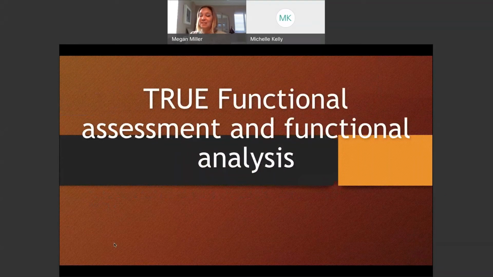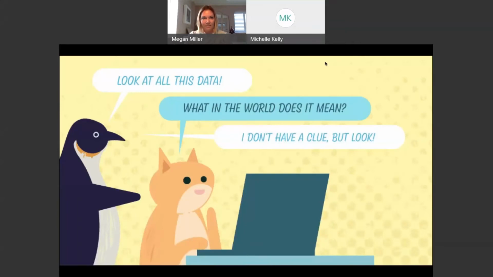So this slide's a little bit off because I'm having to use Keynote on my older computer, so I apologize for that. But this says true functional assessment and functional analysis. So we're just going to talk a little bit about what is functional assessment and functional analysis. Make sure we're all on the same page.